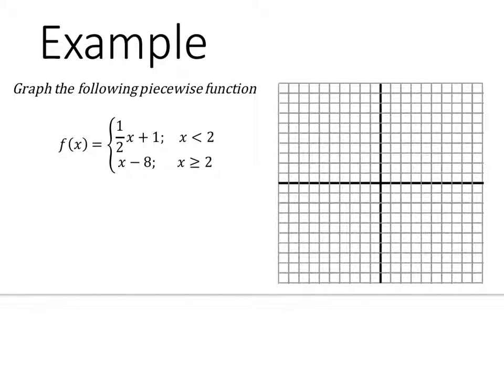So if we look at our first example, we have graphed the following piecewise function. F of x equals 1/2 x plus 1, and I'm going to graph this when x is less than 2. And then I also have x minus 8, but I'm going to graph that when x is greater than 2. So again, I'm going to start this by putting a dotted line where x is 2. So this is my barrier. This is showing me where one graph's going to end, and then the other one will start.